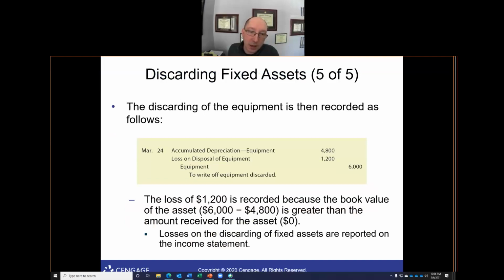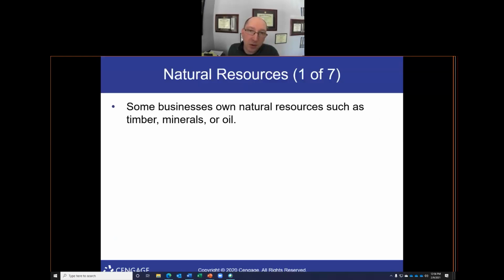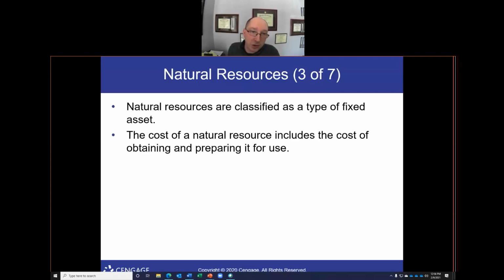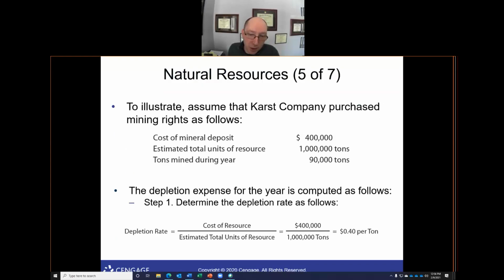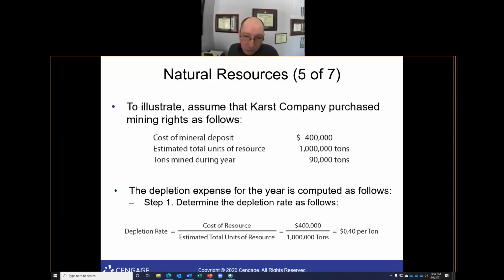Let's see. Talking about discarding, selling natural resources. I'm going to beat up that one too much. Depletion rate: cost of the resource divided by estimated total units of the resource. Step 2: depletion rate times the quantity removed.